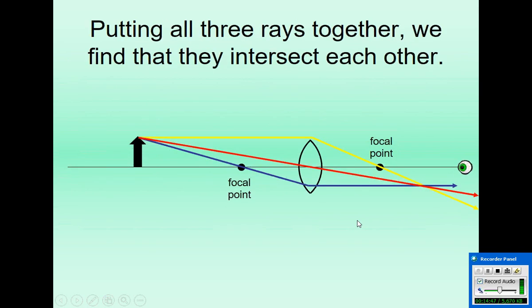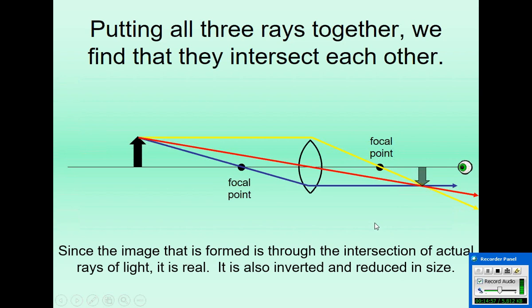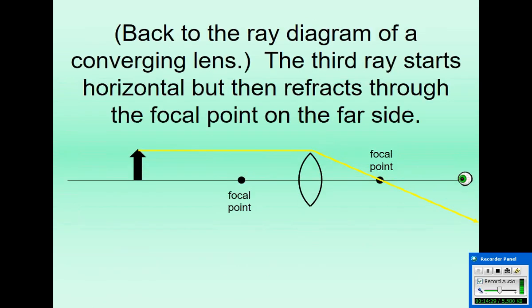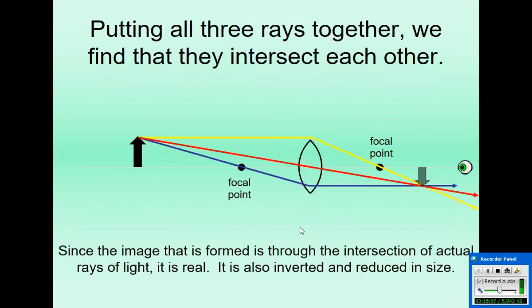And our three rays, put together into the same ray diagram, give us a result in which the rays do intersect each other. And we see that the image is formed through actual rays of light, so it's a real image. We see that the image is inverted, and the image winds up being a little bit reduced in size.